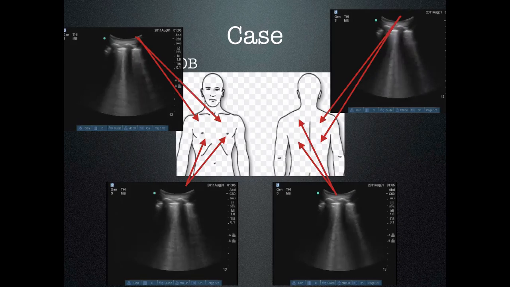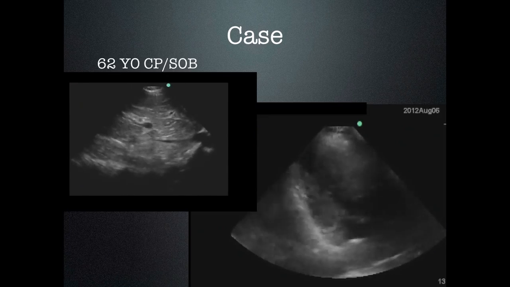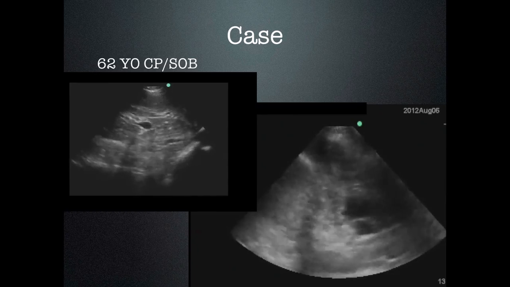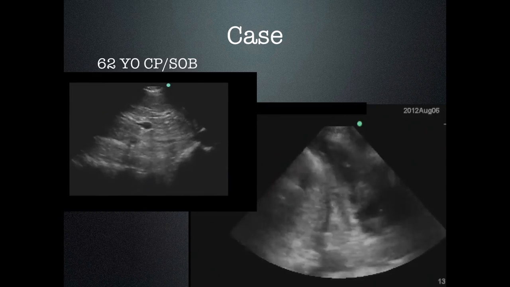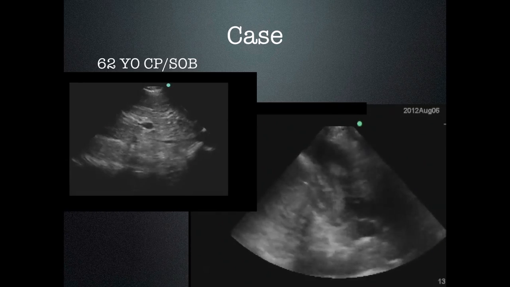Lung rockets mean fluid in the alveoli. And when we see it like this in a person that has HIV, we start to think this is probably PCP or pneumocystis. So let's look at the IVC. It's very flat. That goes along with the diagnosis of pneumocystis. They're generally fairly sick by the time we see them in the emergency setting.